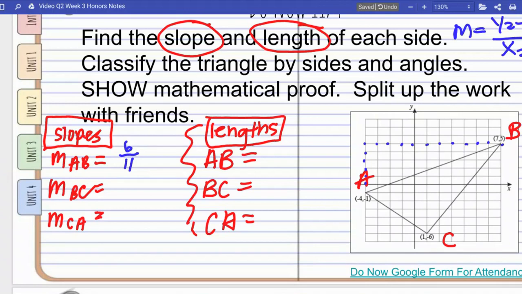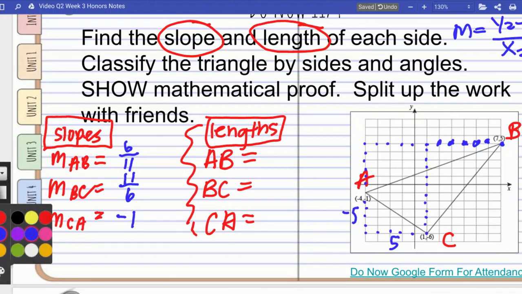Now do the same thing with the slope from B to C. Well, the slope from B to C, I'm actually going to have to go from C to B up 1, 2, 3, 4, 5, 6, 7, 8, 9, 10, 11, and then over 1, 2, 3, 4, 5, 6. So my slope from B to C, since I still went up, is 11 over 6. And the slope from A to C, down 1, 2, 3, 4, 5, over 1, 2, 3, 4, 5. That's negative 5 divided by 5, which is just negative 1. I'm going to come back to the slopes in a minute, okay?